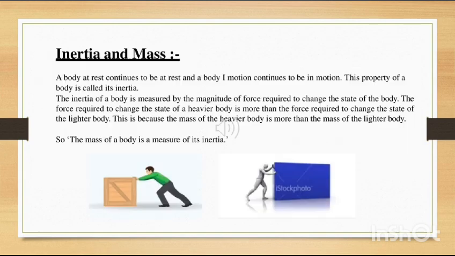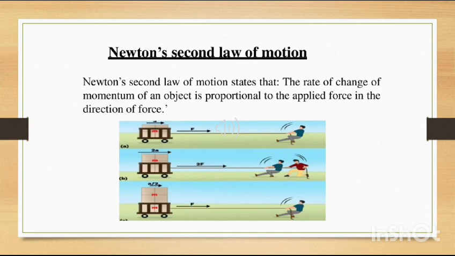Now let's discuss the relationship between inertia and mass. The inertia of a body is measured by the magnitude of force required to change the state of the body. The force required to change the state of a heavier body is more than the force required to change the state of a lighter body. This is because the mass of the heavier body is more than the mass of the lighter body.